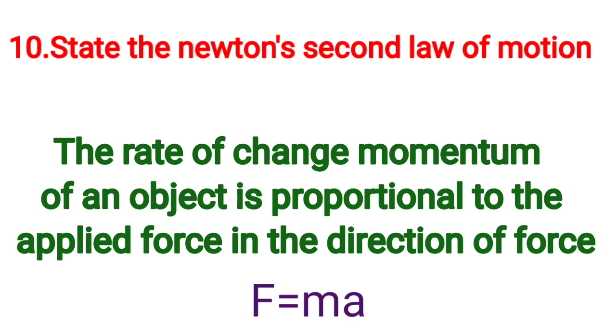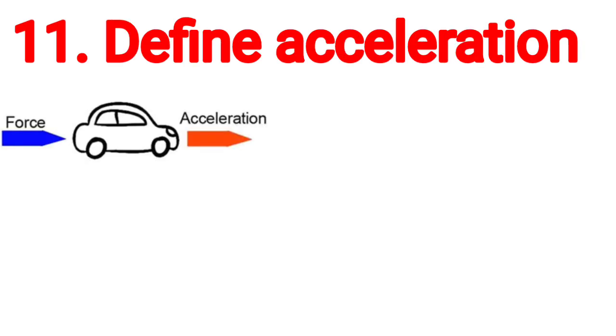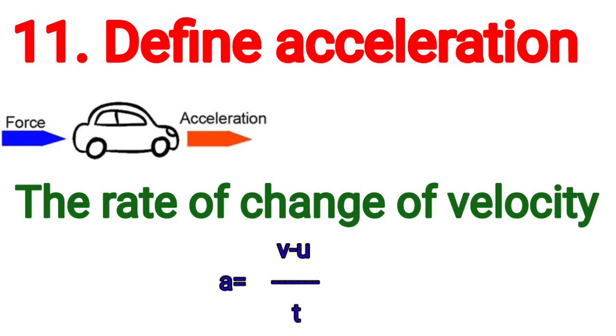State Newton's second law of motion. The rate of change of momentum of an object is proportional to the applied force in the direction of force. F is equal to ma. Define acceleration. The rate of change of velocity is called acceleration. a is equal to (v minus u) by t.